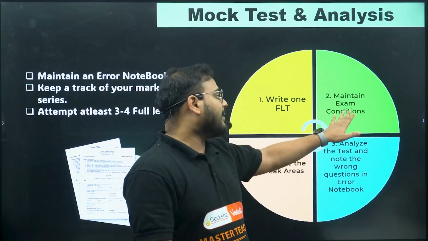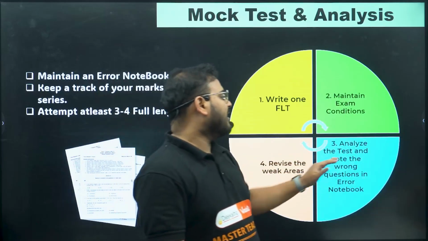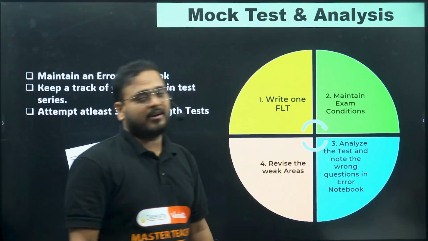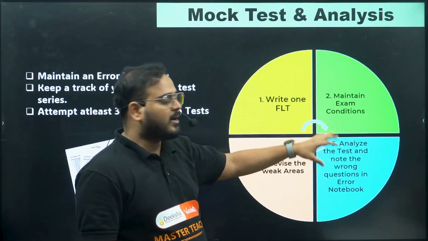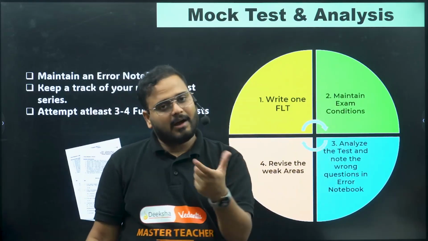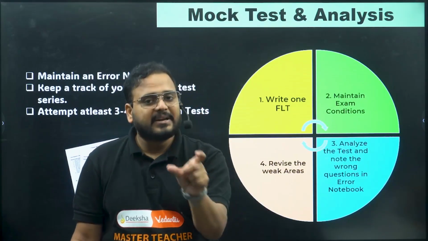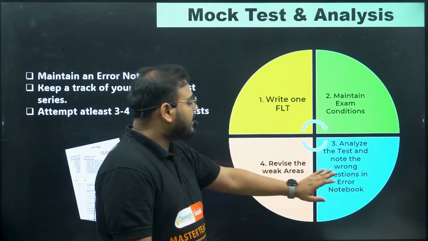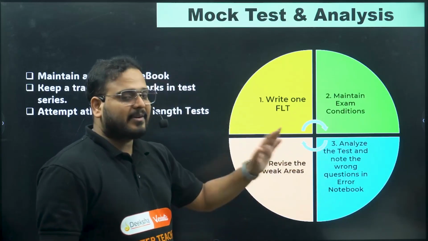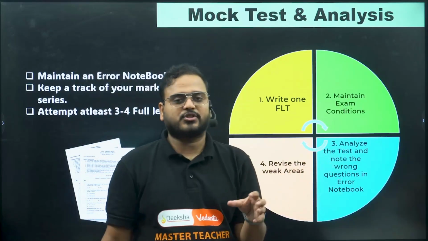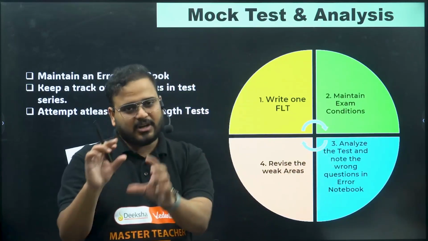So maintain exam conditions, analyze the test, and note the wrong questions in the error book. Let's say after you've done with the test, evaluate the paper and maintain that. I've already talked with you guys. Maintain an error book. So keep making the error book, which helps you. I'll tell you what it works with in the next slide, but right now maintain the mistake questions in the error book. You can take a picture and keep it over there.